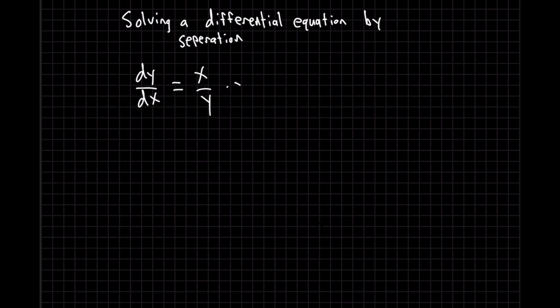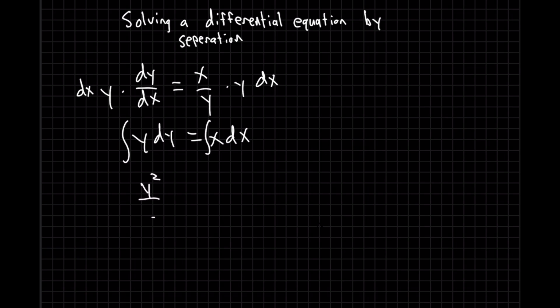We're going to multiply both sides by y and both sides by dx, and we get y dy is equal to x dx. What we can do here is now integrate both sides. We get the integral of y dy, that's going to be y squared over 2 plus c, and then the integral of x dx is going to be equal to x squared over 2 plus d.